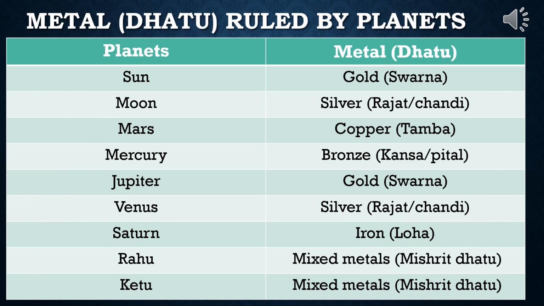Metal or dhatu ruled by planets. Sun rules gold or Swarna, Moon rules silver or Rajat or Chandi, Mars rules copper or Tamba, Mercury rules bronze or Kansya or Pital, Jupiter rules gold or Swarna, Venus rules silver or Rajat or Chandi, Saturn rules iron or Loha, Rahu rules mixed metals, Mishrit Dhatu, and Ketu also rules mixed metals, Mishrit Dhatu.